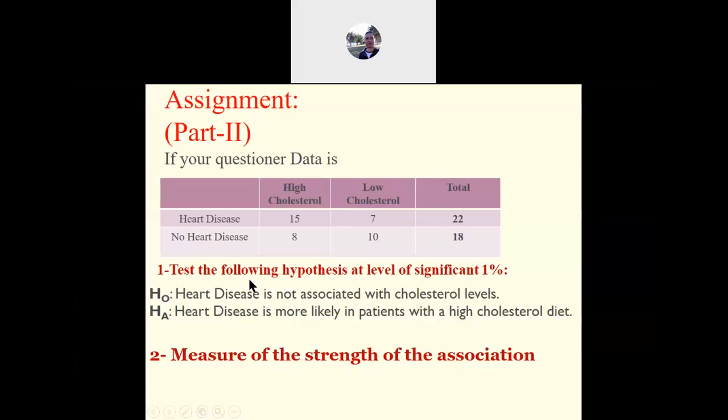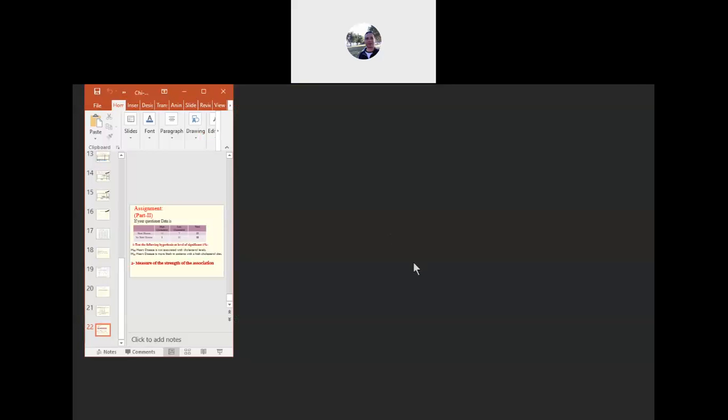Now, how to do this one? You don't have a chi-square test in Excel, right? Okay, so you have to do it by hand. How I can do it by hand, I will let you know now. Let's open the Excel file.